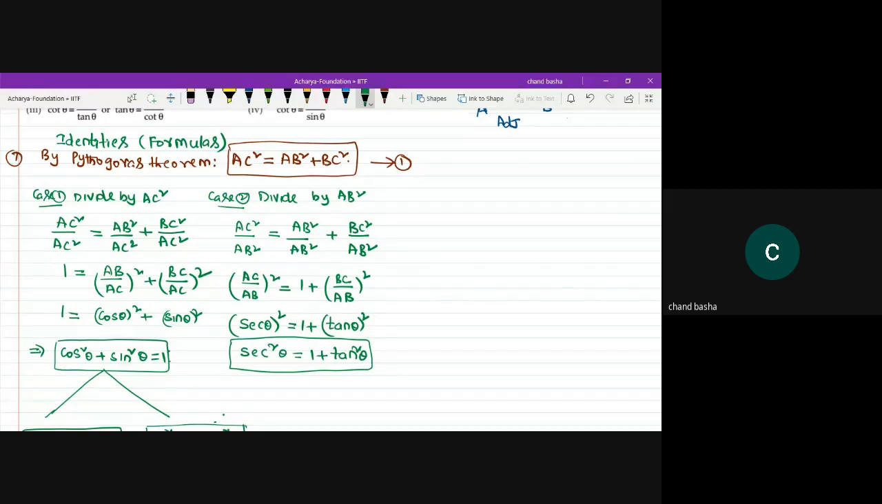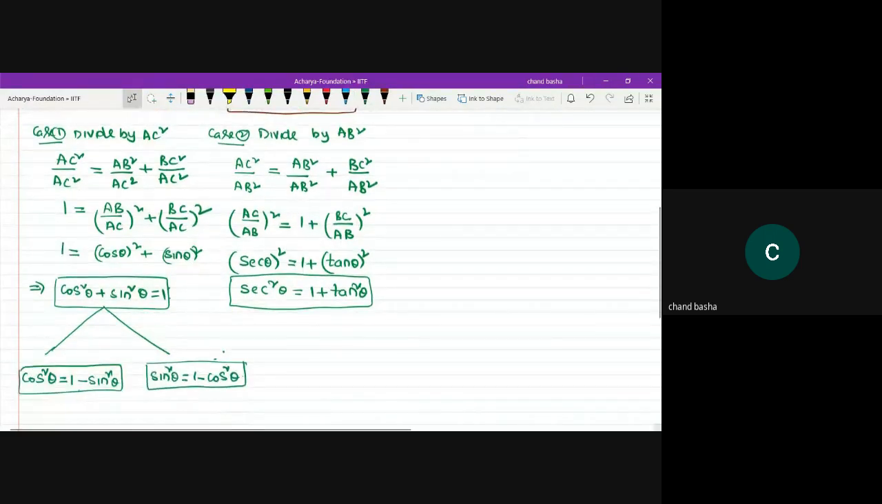Even from this, we can deduce two more identities, the same as the previous one. Sir, can we write cos theta is equal to root over 1 minus sin square theta? That we will discuss later. We are proving the identities now. Everything will be discussed later. So sec square theta minus 1 is equal to tan square theta. Next, sec square theta minus tan square theta is equal to 1.